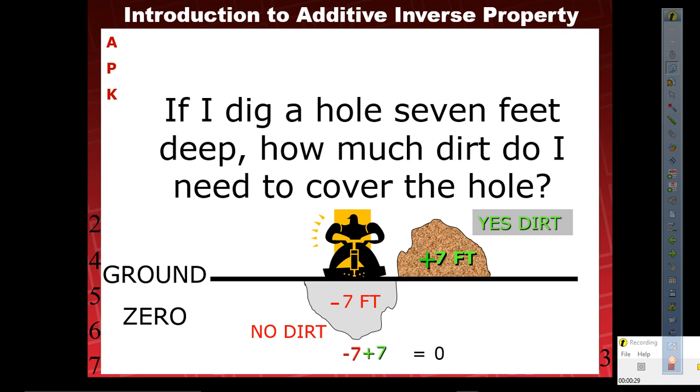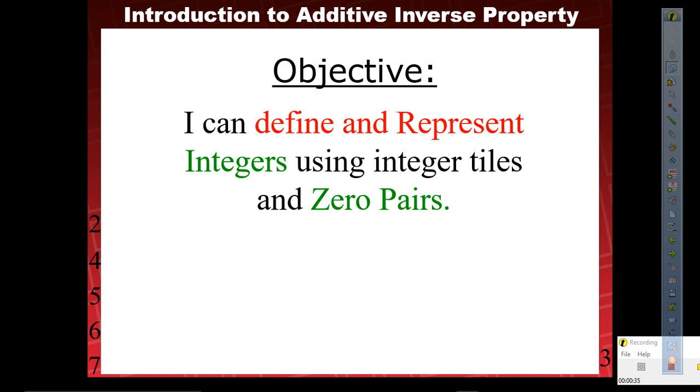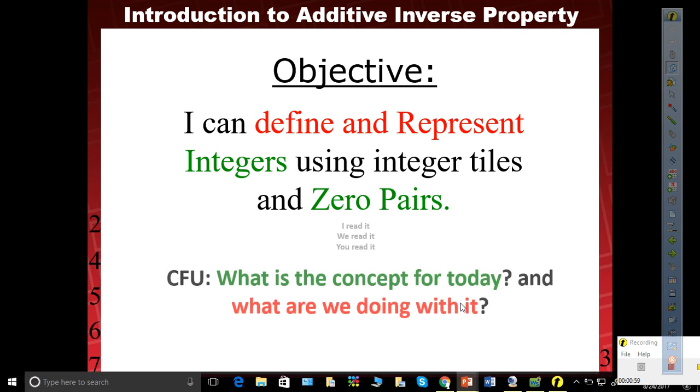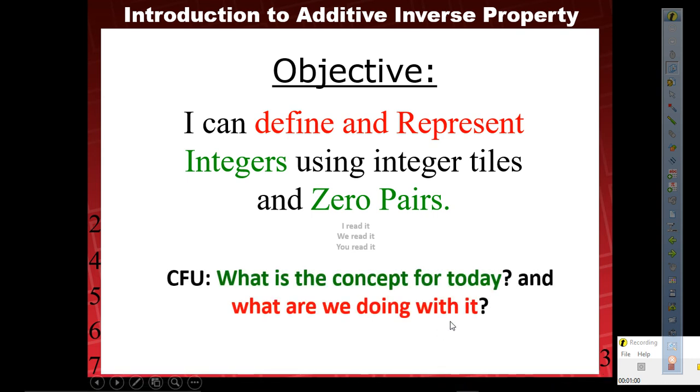All right. From there, I said, okay, let's start with our objective. I can define and represent integers using integer tiles and zero pairs. Let's read together. 1, 2, 3. I can define and represent integers using integer tiles and zero pairs. So before you write it in your Cornell note, think about the question, what is the concept for today, and what are we doing with it? So tell your neighbor what the concept for today is.